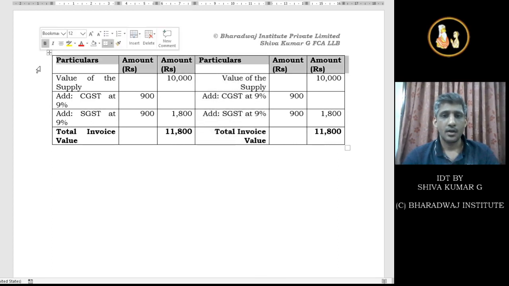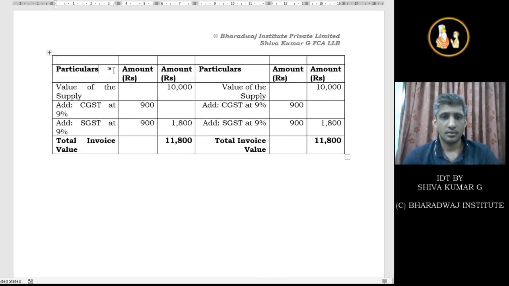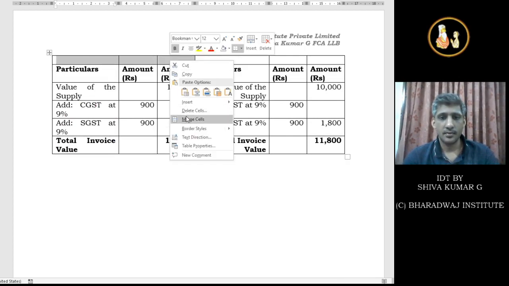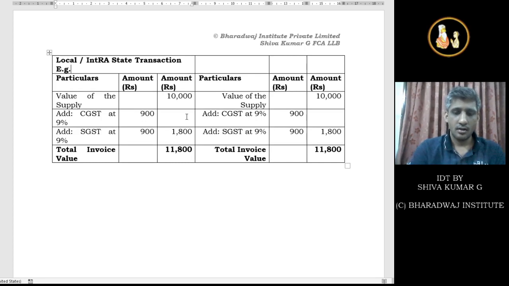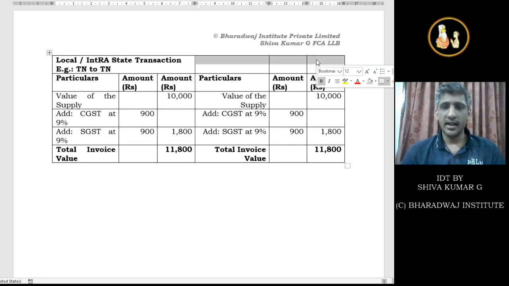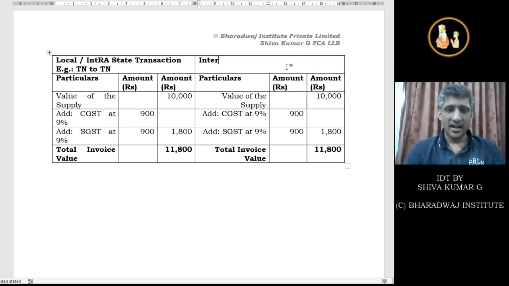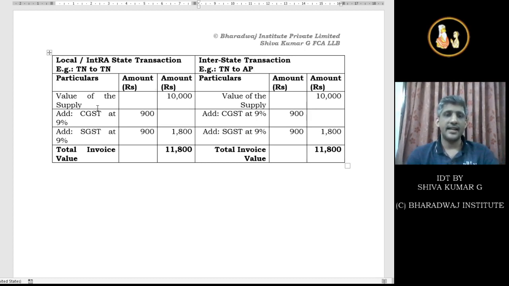Okay, so this is local or intra-state transaction, within the state. Example, Tamil Nadu to Tamil Nadu or Andhra to Andhra. This is interstate transaction, that is between two states. Example, Tamil Nadu to Andhra. So in left hand side I will have value of supply 10,000, CGST 900, SGST 900, 1,800 is the total tax, 11,800 is the total invoice value.